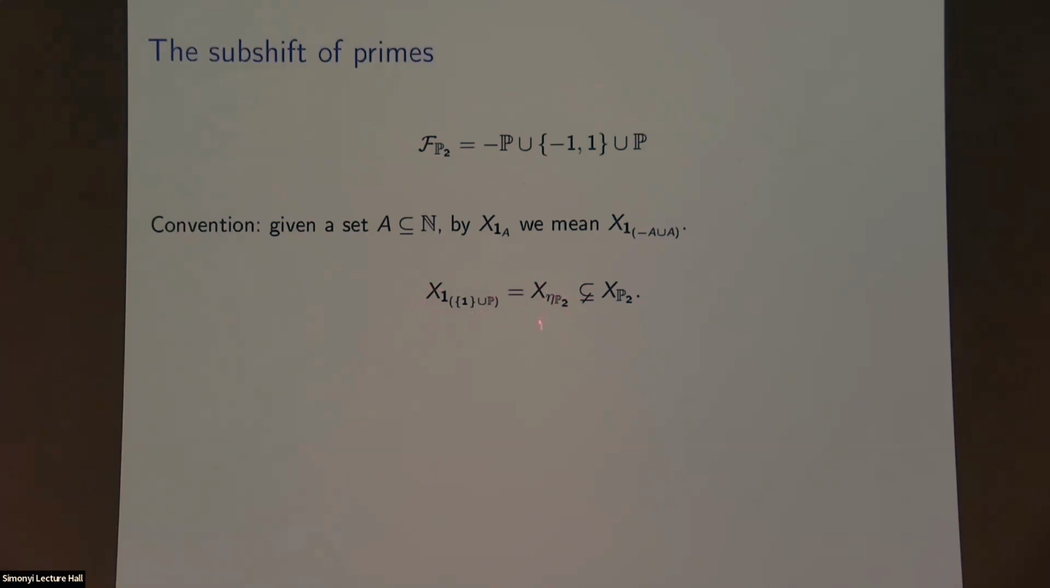Clearly, as for any set B, this is contained in the P2-admissible subshift, but of course, for many reasons, this is not equal. One of the reasons is that P2 is not coprime. Equality can happen only in the coprime case. But this is one of the reasons for this.